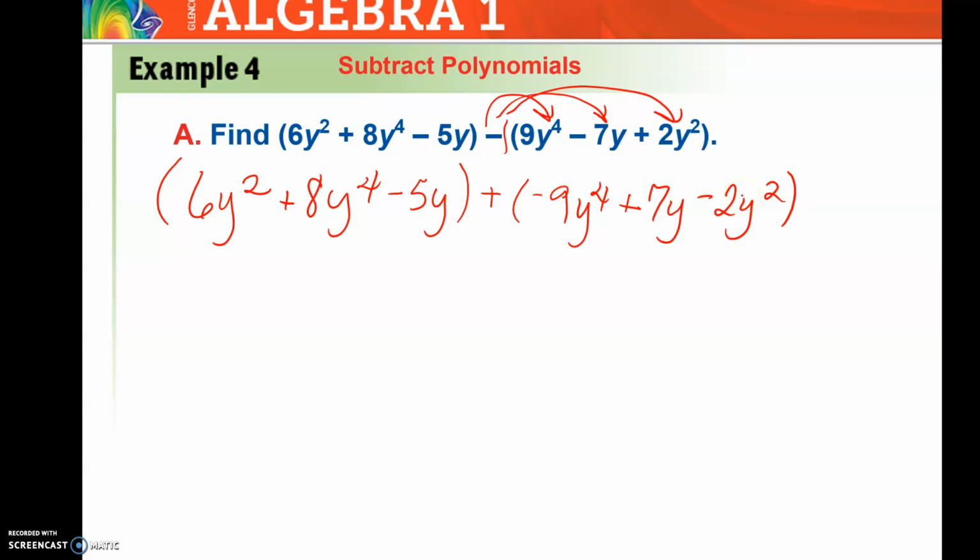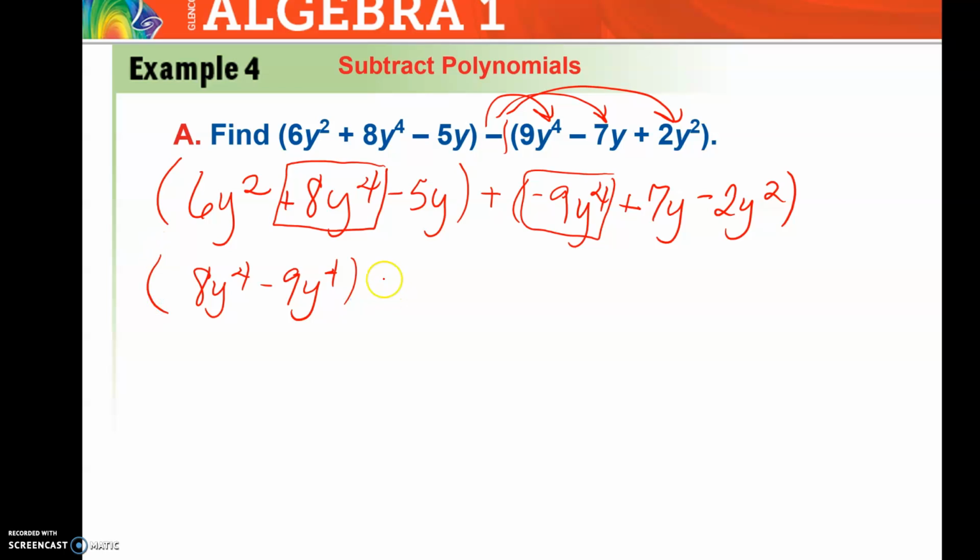Now I do the same thing as I just did in addition. So if I do it vertically, I would put my highest power, the negative 9y to the 4th, with 8y to the 4th. Put those like terms together, and you can just do that without having to write them separately like this, and that's awesome when you get there. If you're not there, that's okay, because that can take a while.